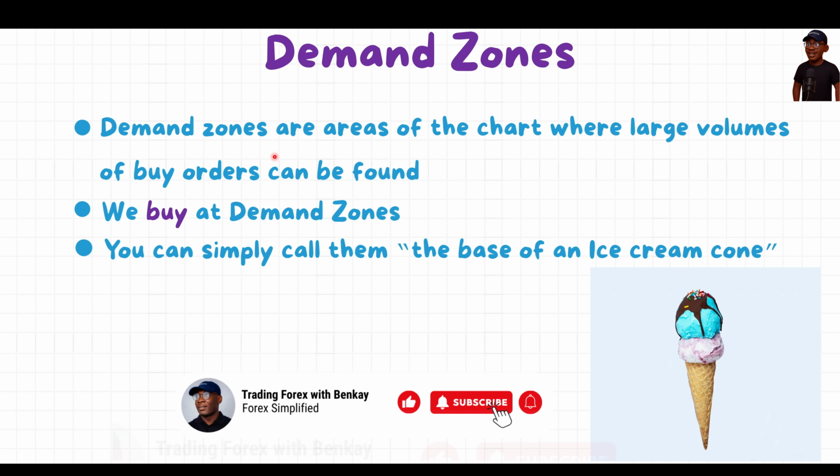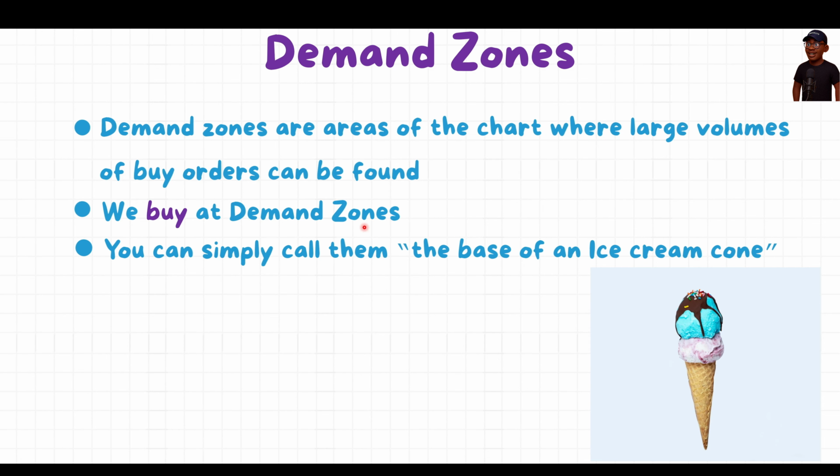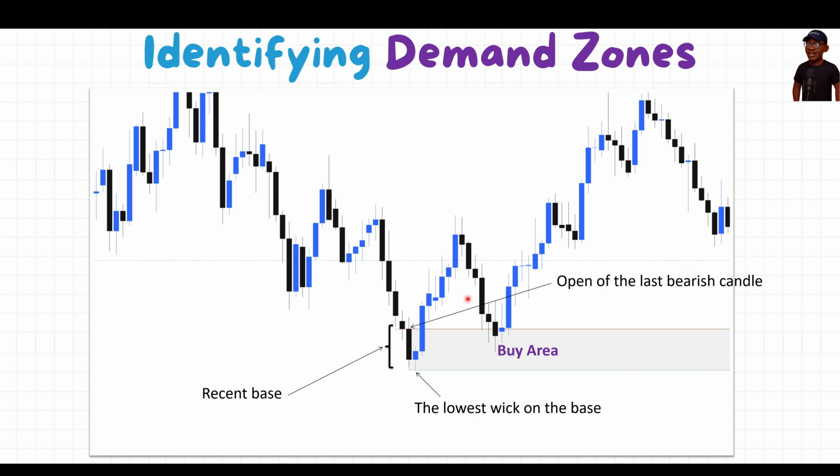Now for demand zones as well, demand zones are areas of the chart where large volumes of buy orders can be found. At demand zones, they are very good zones for you to buy. So we buy at demand zones. You can simply call them the base of an ice cream cone. All right, so you can have the ice cream here. So this is the base or the bottom part of the ice cream cone, which can be likened to a demand zone. Nice.